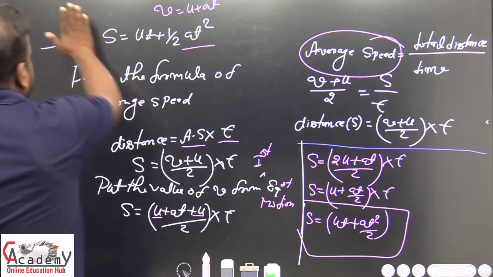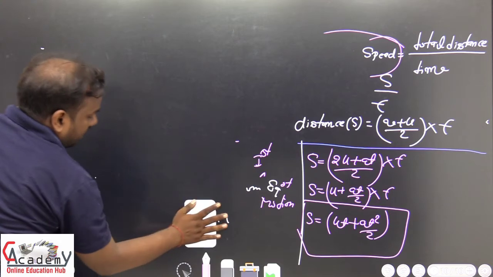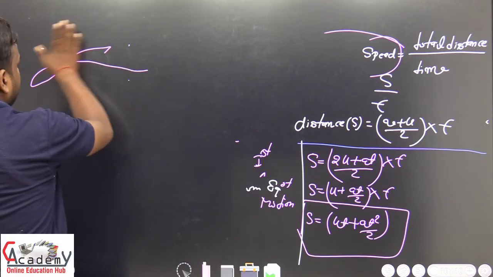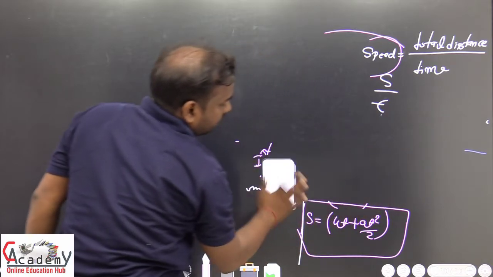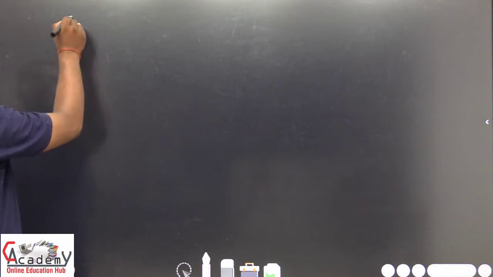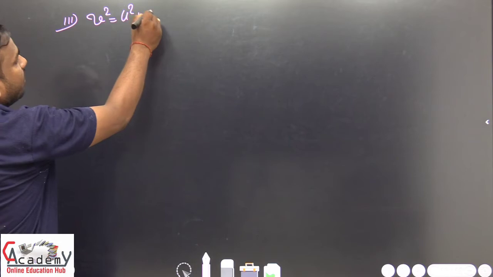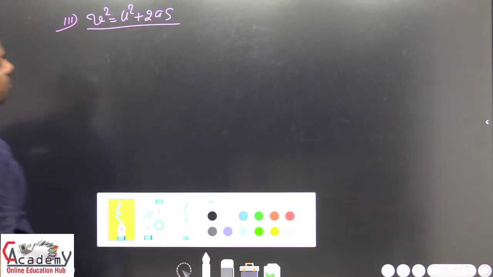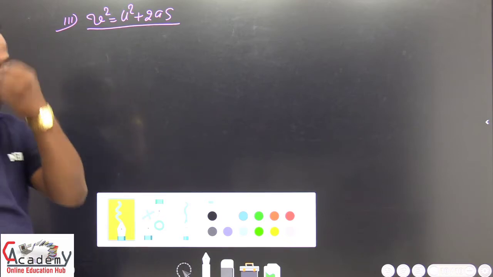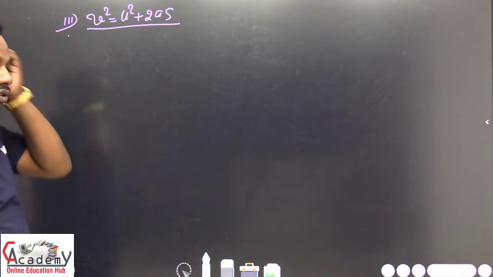Okay, now we start the derivation of the third equation of motion. The third equation of motion is v square is equal to u square plus 2as. How did we get v square is equal to u square plus 2as? That is the third equation of motion.